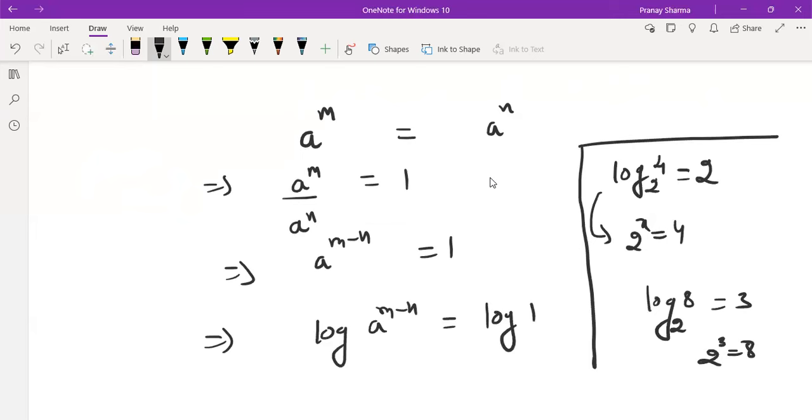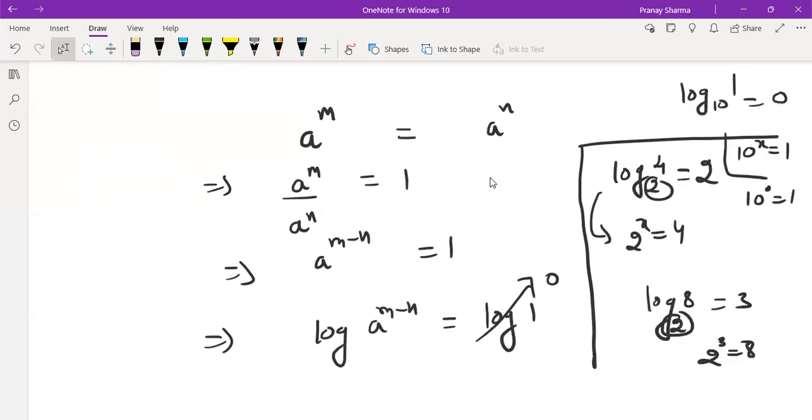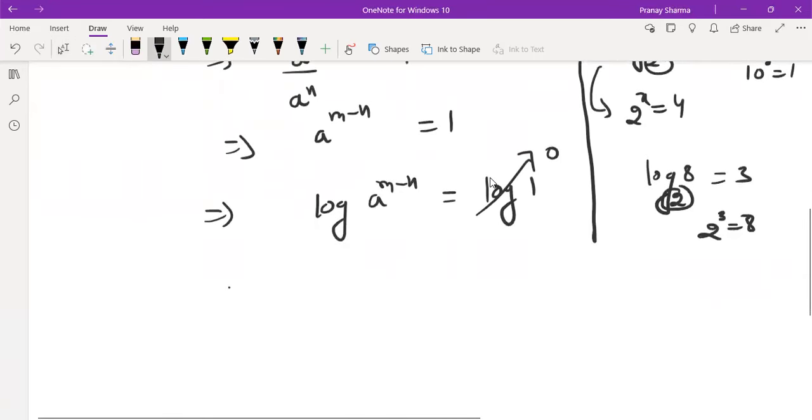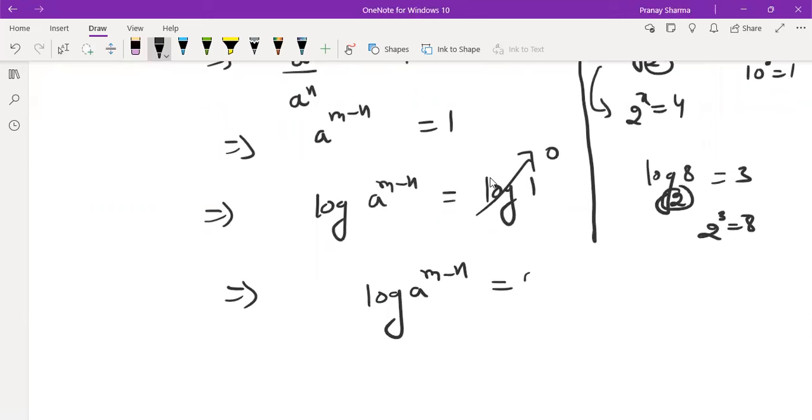Now here, when nothing is mentioned as the base, it means we have 10 as the base, right? So if we have log 10, 10 is the base, and we have 1 here. So what power of 10 should you raise so that you have 1 as the answer? I told you that anything raised to power 0 is 1. So 10 to the power 0 is 1. That means the answer to this will be 0. So log 1 comes out to be 0, right? Log 1 is 0. That means we can say that the logarithm of a to the power m minus n equals 0, right?